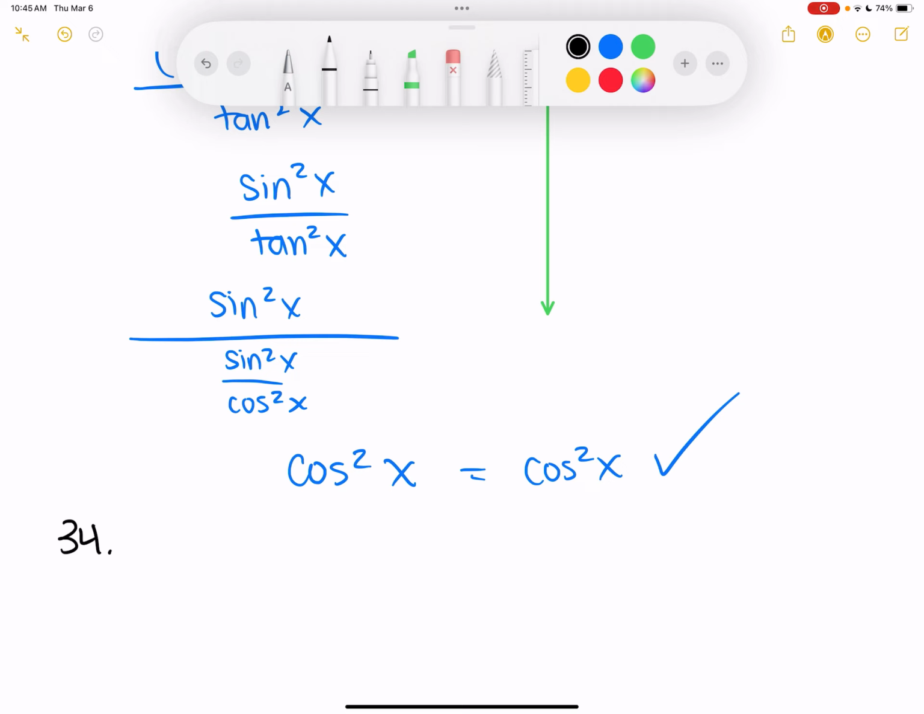Monday we'll do 14.4, which is using this to actually solve trig equations. And then on Tuesday we'll review, test Wednesday, and identities quiz on Tuesday.